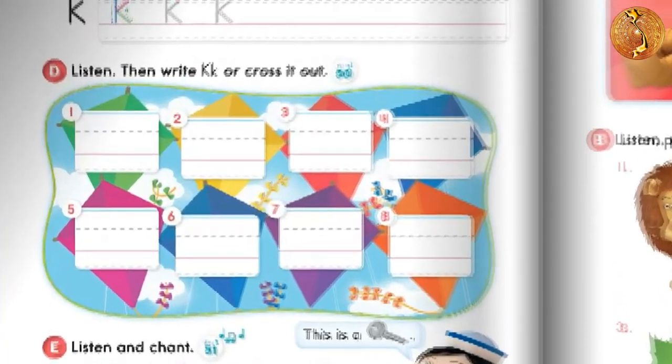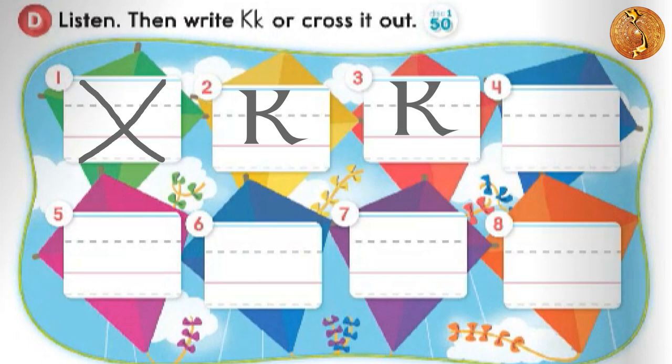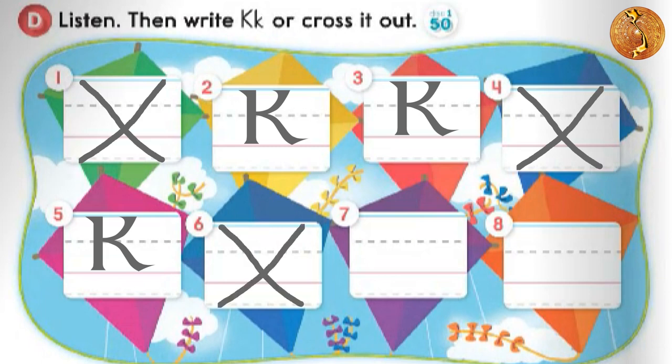Page 35. D. Listen. Then write K or cross it out. 1. Juice. 2. Kite. 3. Kangaroo. 4. House. 5. Key. 6. Fork. 7. Jacket. 8. King.